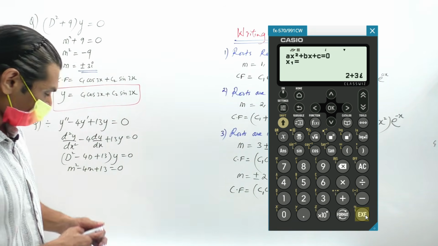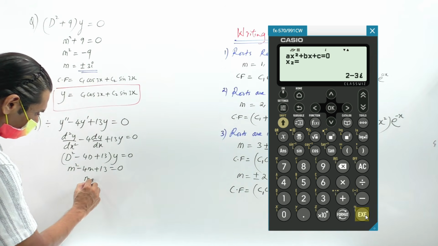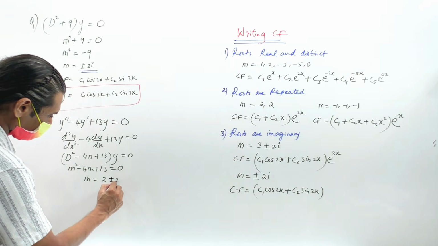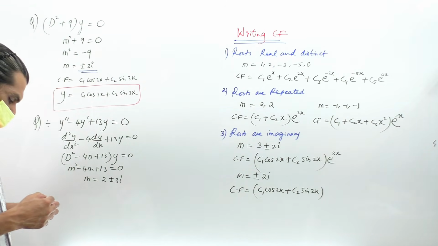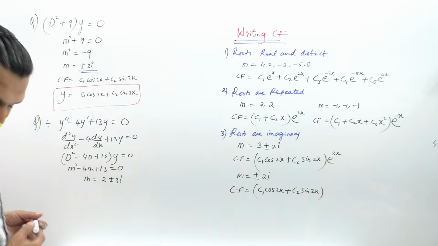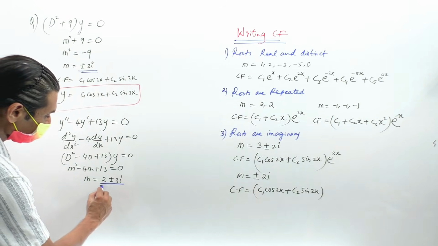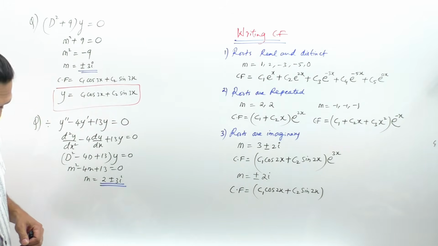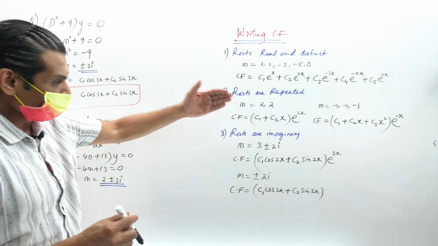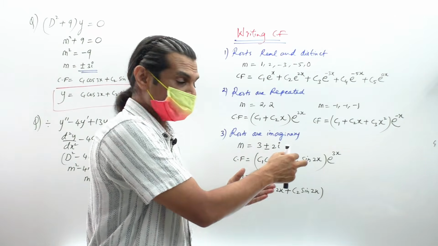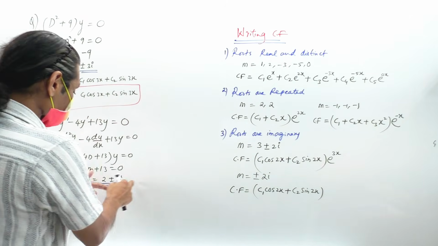Fine. So, you get roots as m is equal to 2 plus or minus 3i. That is it. Now, these are the roots which we obtained here. After we get the roots, we need to write the CF. Now, the roots are imaginary conjugates, that is there is a real and imaginary part here.